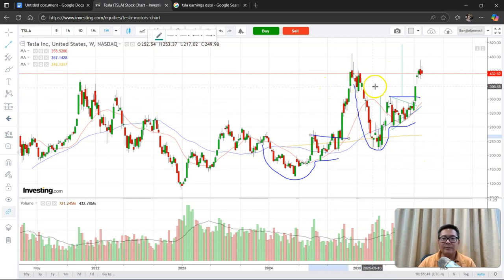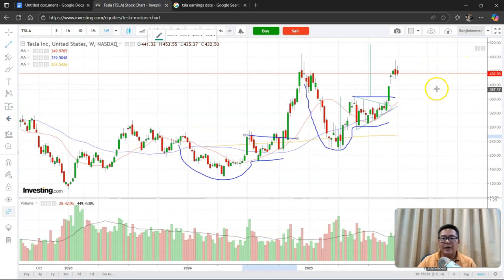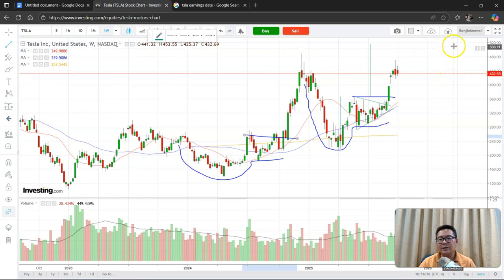So the third time that Tesla is around this area, there's a possibility it might break out to new territory higher. And the top of this handle here will be a new support area. So even if Tesla falls down, right, there is ample support here, and then it might continue to rise up.